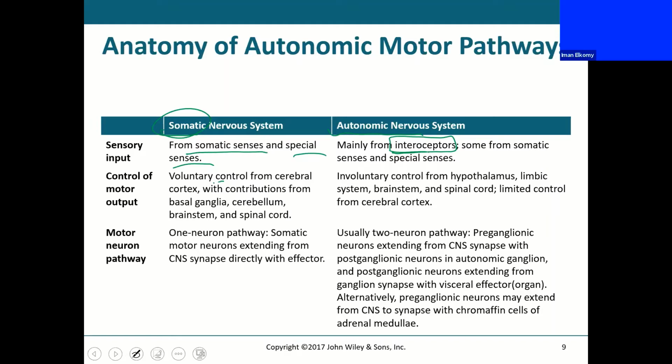Your somatic nervous system is voluntary. It is controlled by your cerebral cortex. The cerebral cortex is our conscious mind, all right?